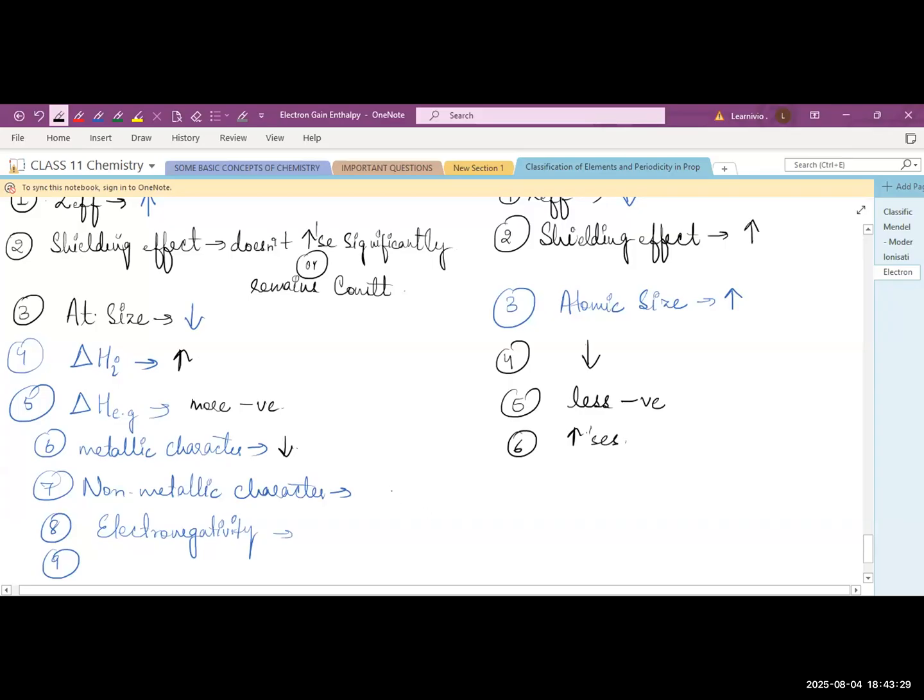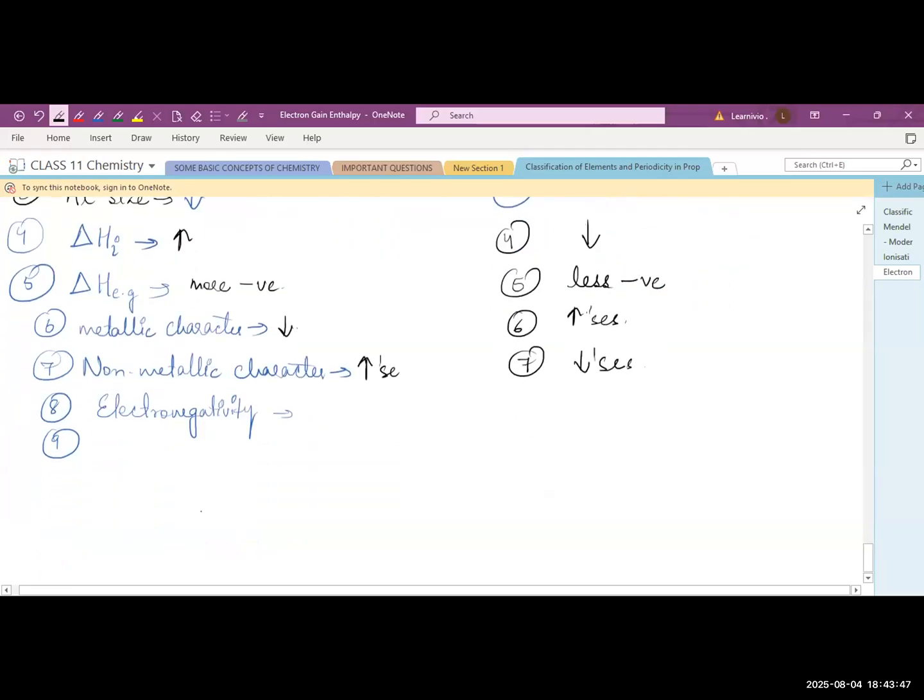Aisha, tell me. It will be the opposite. Yeah, it will be the opposite. So it increases in a period, and in a group, it decreases. And what about the electronegativity, Neha? Increases in a period and decreases in a group. Very good.